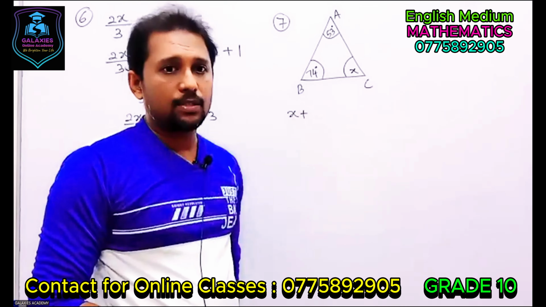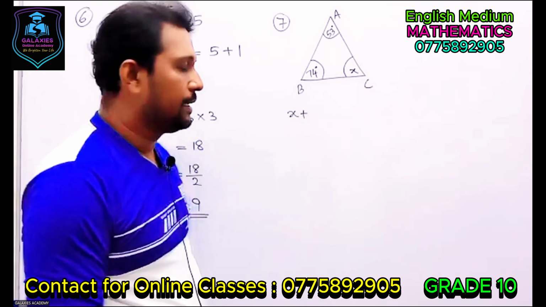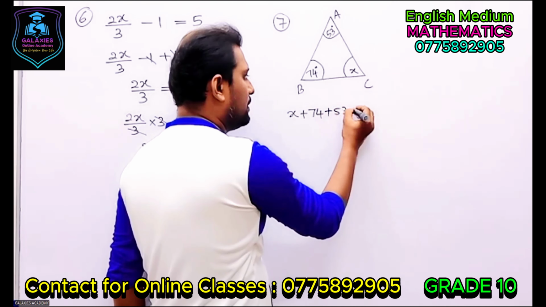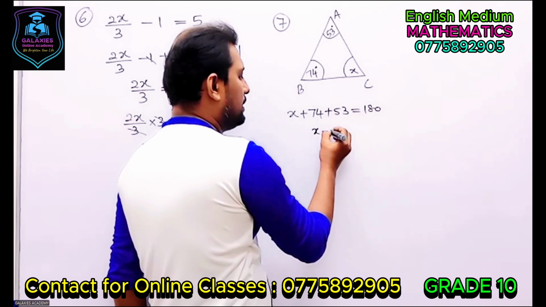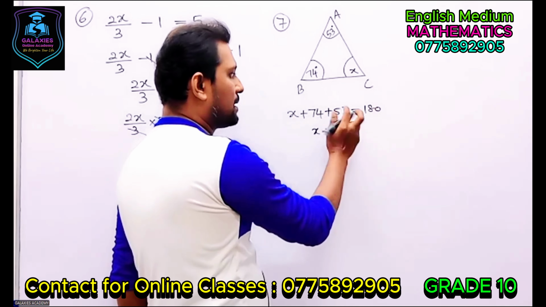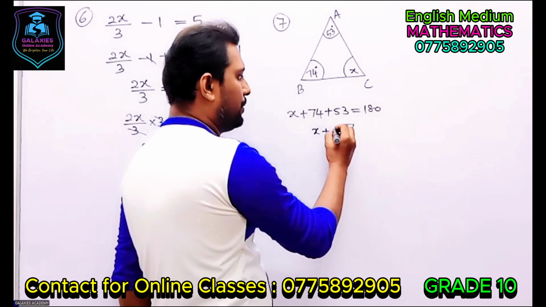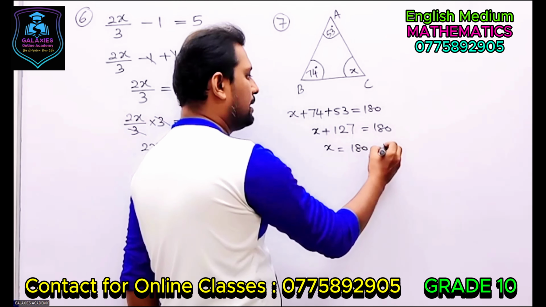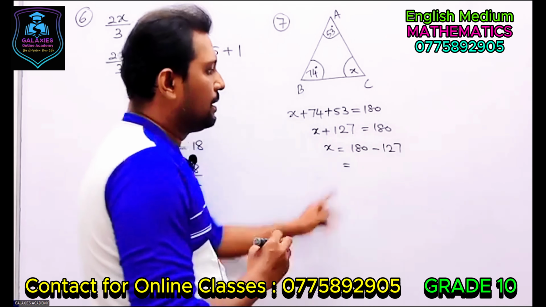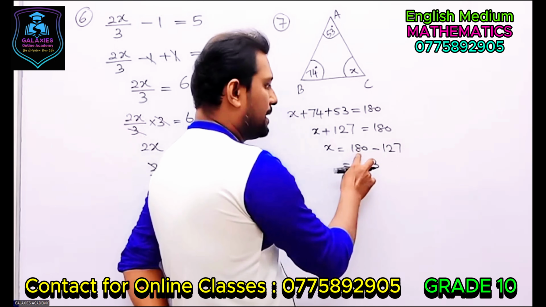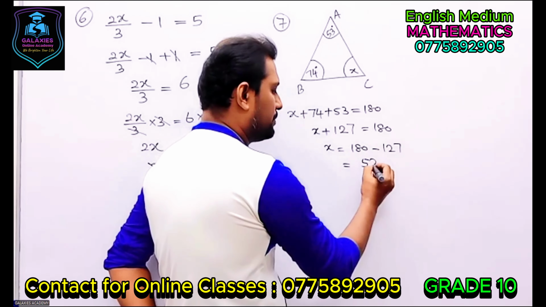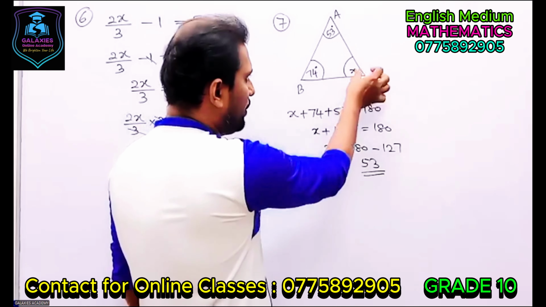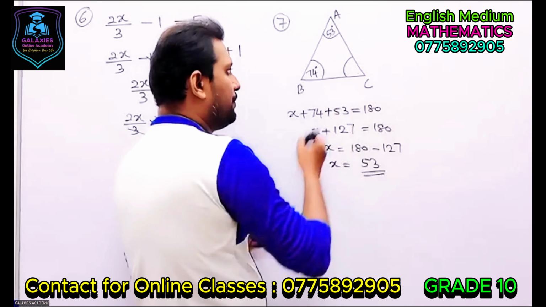The sum of interior angles of a triangle is 180 degrees. So x plus 74 plus 53 equal 180. You have to add these two: 4 plus 3, 7. 7 plus 5, 12. So 127. So x equal 180 minus 127. 10 minus 7, 3. 7 minus 2, 5. So what is the value of x? 53 degrees. Now I found this angle magnitude. It is 53.